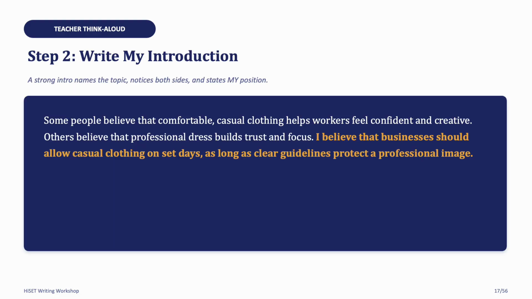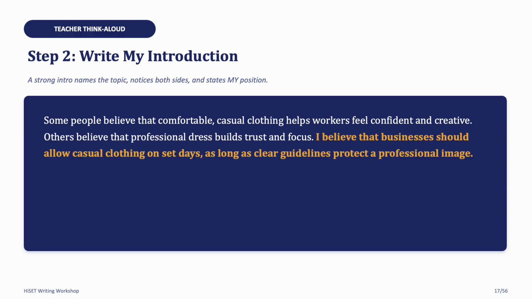Now that I have my position, I can write my introduction. Please note, a strong introduction does 3 things. 1, it introduces the topic. 2, it recognizes that there are different opinions. And 3, it gives my position. Here's an example. Some people believe that comfortable, casual clothing helps workers feel confident and creative. Others believe that professional dress builds trust and focus. I believe that businesses should allow casual clothing on set days as long as clear guidelines protect a professional image.